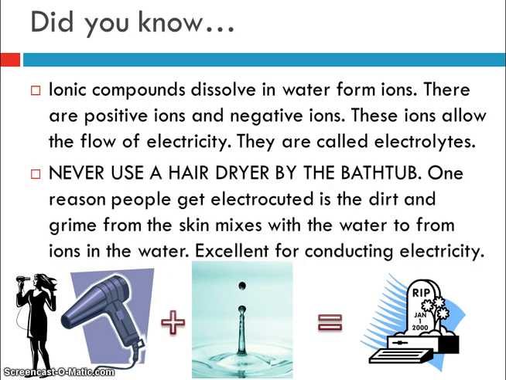Now, you may have heard, never use a hairdryer by the bathtub. Well, there are a couple of different reasons. One of the reasons I'm going to go over is because you can get electrocuted. The dirt and grime from the skin, after you shower, will mix with the water to form ions in the water. Well, ions allow electricity to flow, so the hairdryer hits the water, allows the electricity to flow through, and then rest in peace.